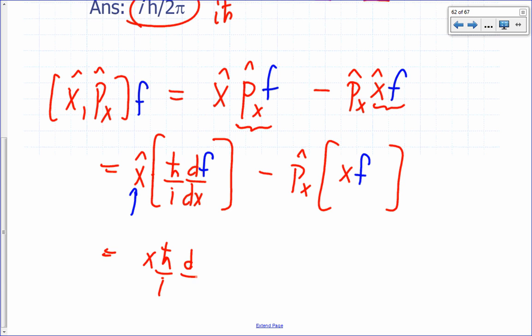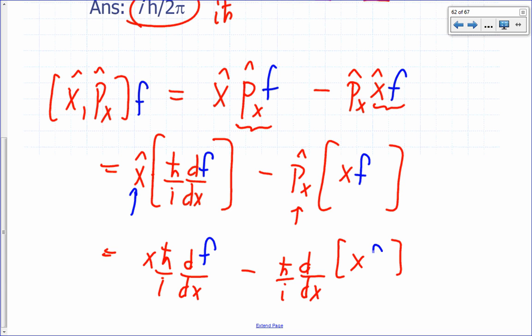H bar over i d by dx of function f, minus, what does the momentum operator do? It takes the derivative with respect to x and then multiplies the result by h bar over i, right? So I'm going to take the derivative of x times f. What's the derivative of a product? First times the derivative of the second plus the second times the derivative of the first. So let me rewrite this.